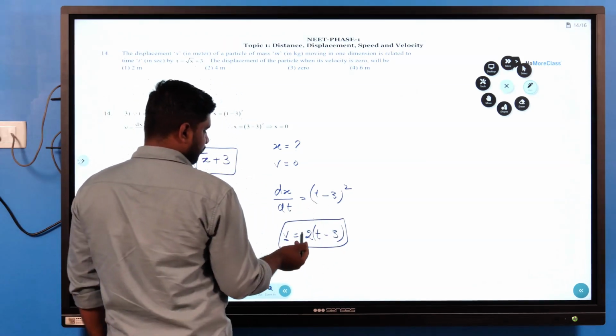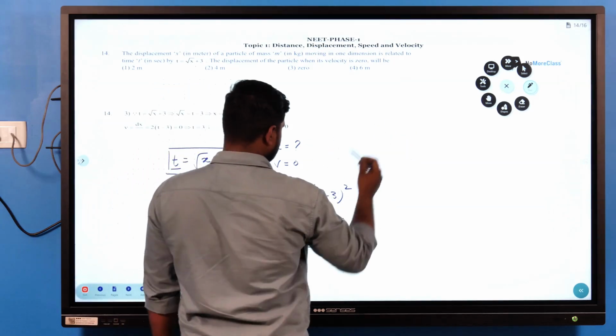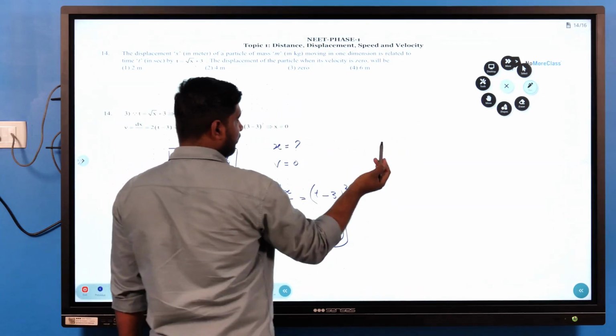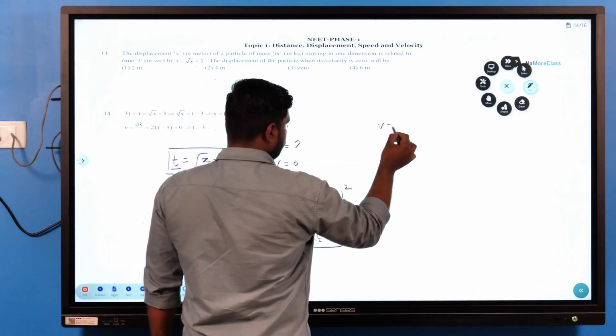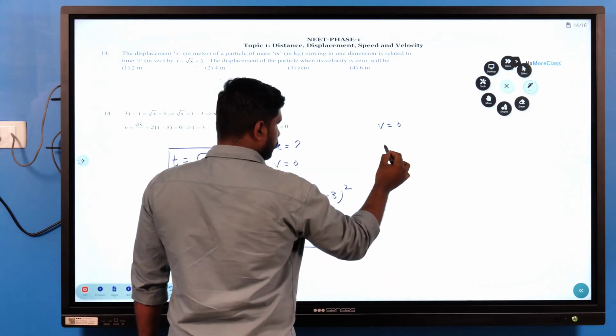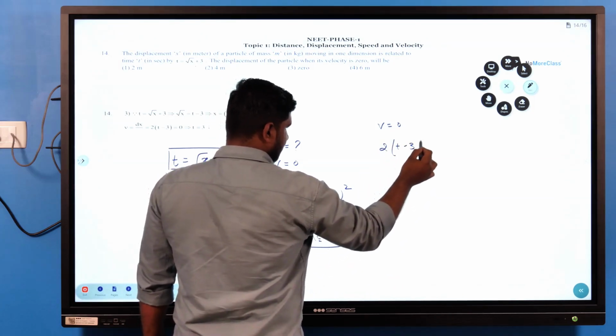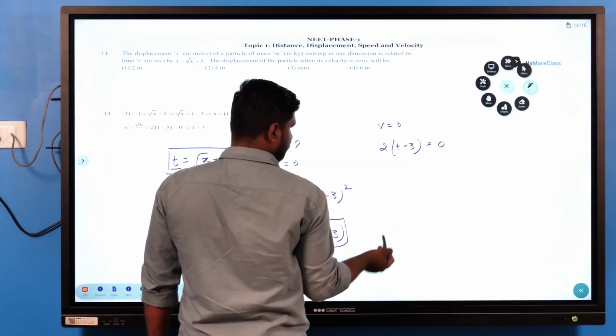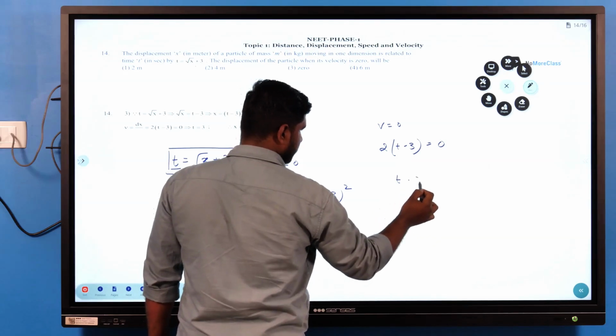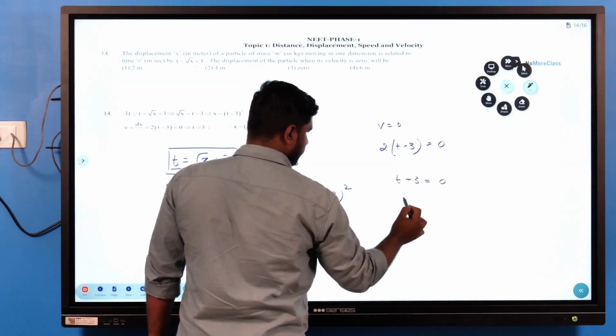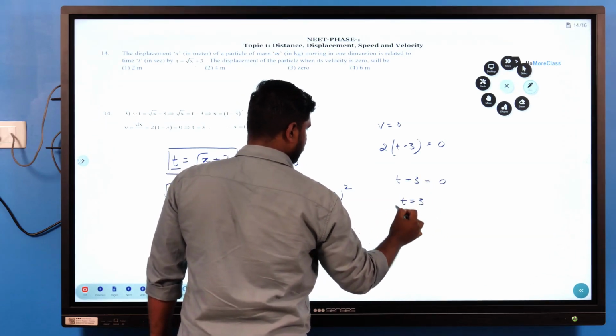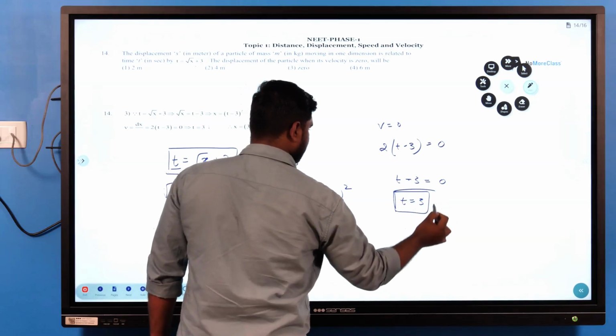And the velocity will be 0. In that condition, we have to find the time now. What will be the time? So v = 0, so 2(t − 3) = 0. The 2 will go, so t − 3 will be 0 only. Then t will be 3, so t comes to 3 seconds.